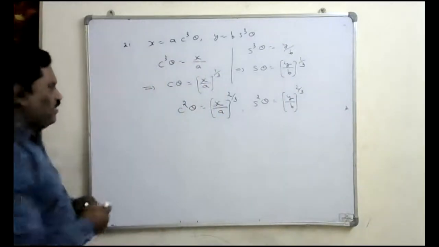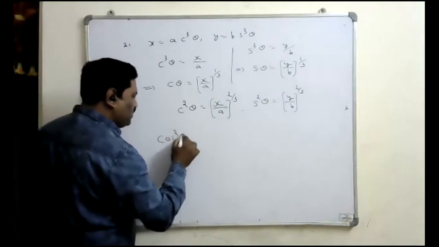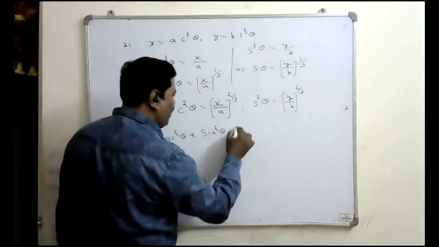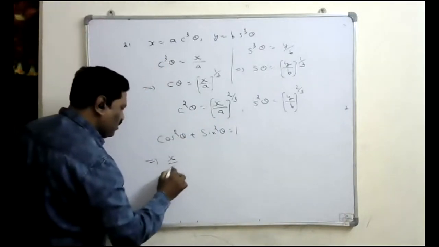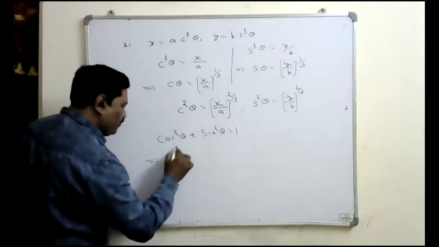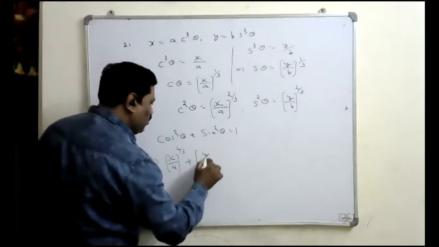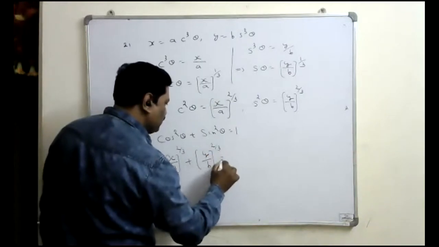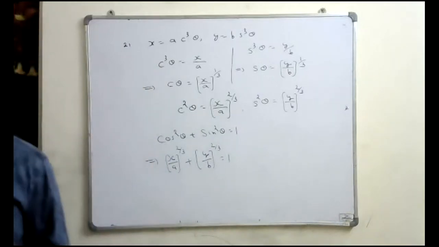Now add both of them. Therefore, cos square theta plus sin square theta is equal to 1. This is the identity that we know. So cos square theta, which is x by a whole power 2 by 3, plus sin square theta, which is y by b whole power 2 by 3, is equal to 1. This is the answer. So here theta was eliminated. Take that.